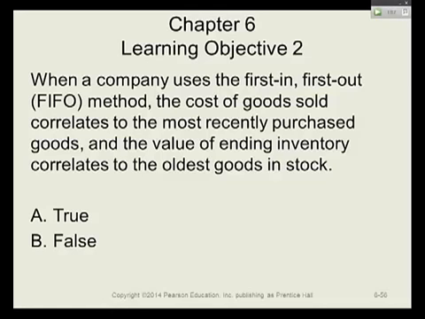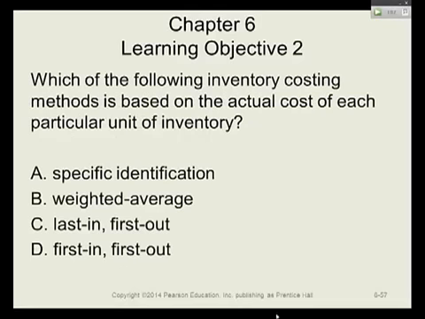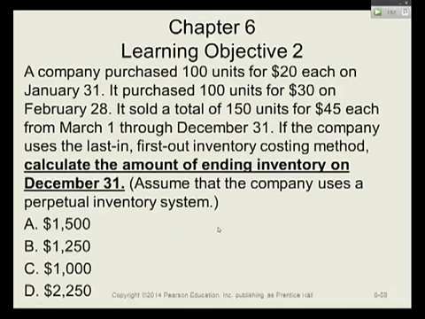I had a professor at NYU who told us that if you don't understand FIFO, you could basically change the name of the method to LISH. Last in, still here, right? And if you don't remember LIFO, remember the word fish. First in, still here, right? So this is LISH, last in, still here, the newest, and therefore that would be false. And of course, the actual cost here would be specific identification.